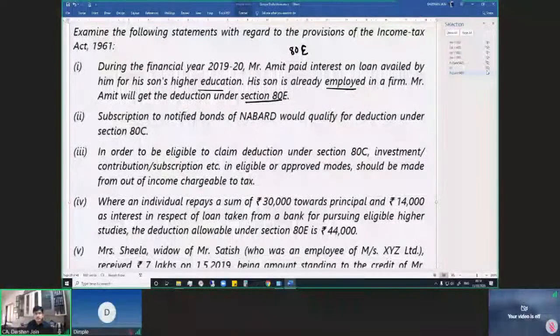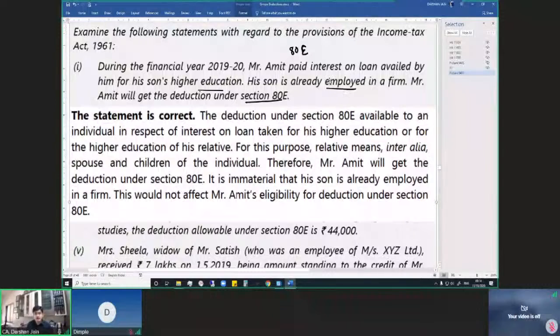Well, yes, he would indeed be eligible for deduction under 80E in respect of interest paid on a loan for higher education of himself or any of his relatives. Since Mr. Amit has borrowed the loan for his son, even if the son is not dependent on him, he could still claim the deduction under section 80E.